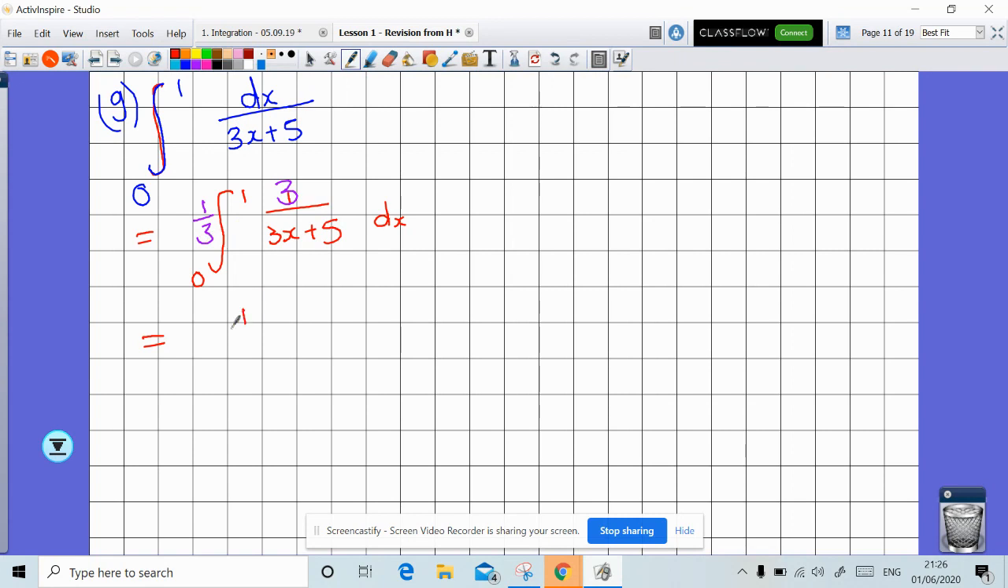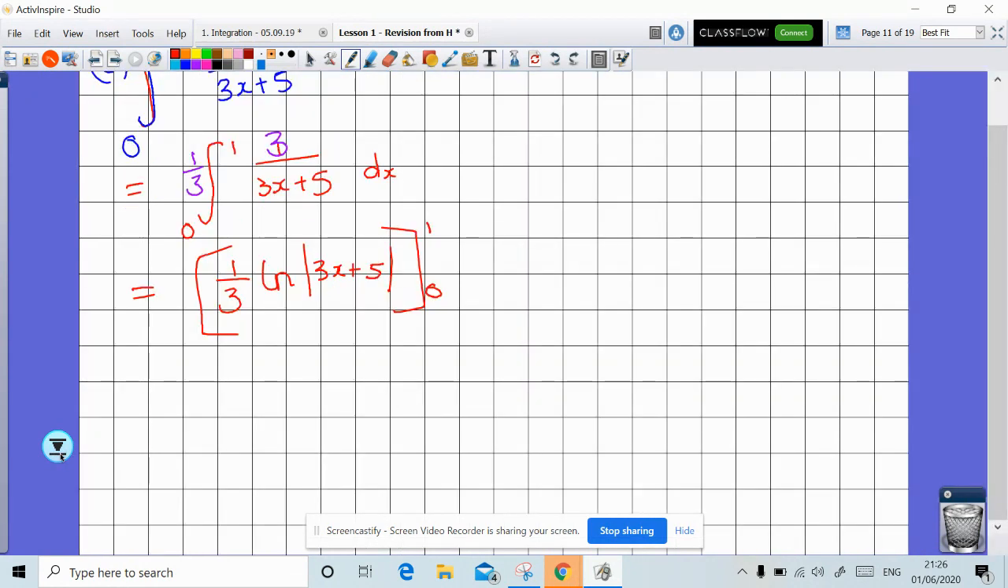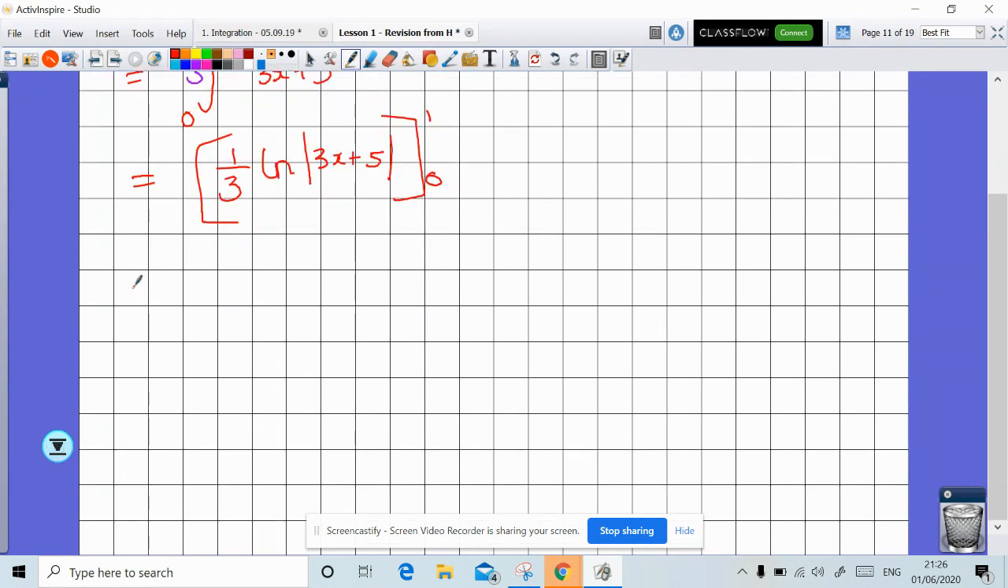But you've still got your third at the front. The integral of that part is just ln of the bottom. 3x plus 5. And got limits of 1 and 0. So again, this could be a paper 1 question. Okay, so I'm going to show you how to do this without a calculator. Let's sub in 1 first of all. So we've got a third ln of, so 3 times 1 is 3, add 5, 8.